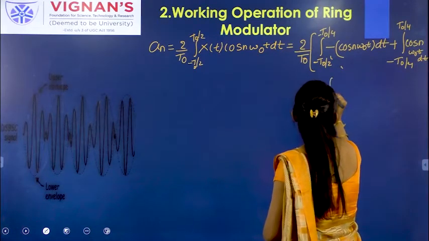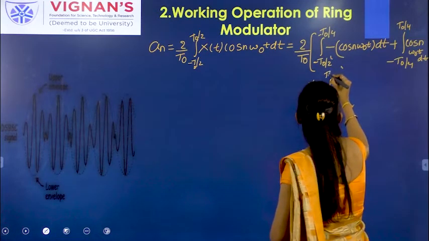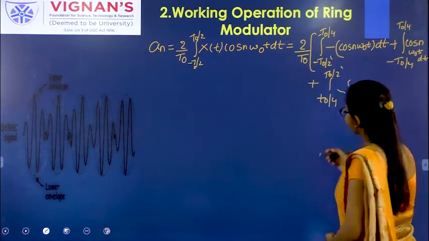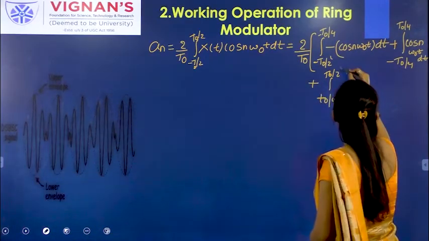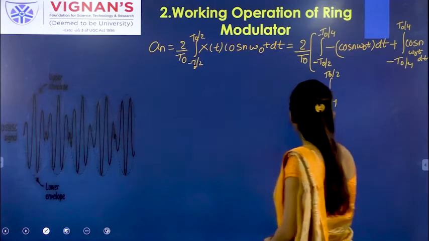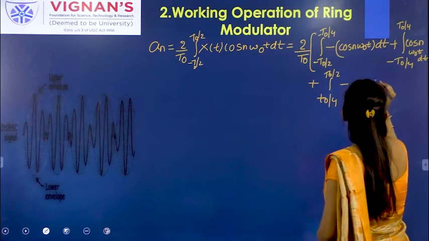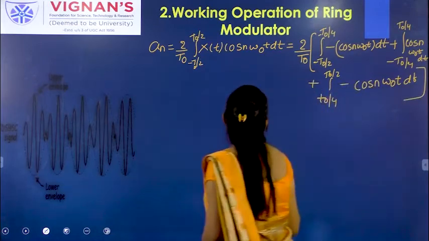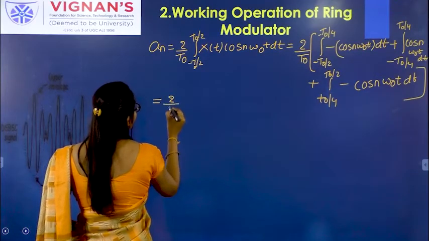and plus integral T naught by 4 to T naught by 2, minus, so again minus cos n omega naught t dt, right? So by solving that you will be getting 2 by T naught.